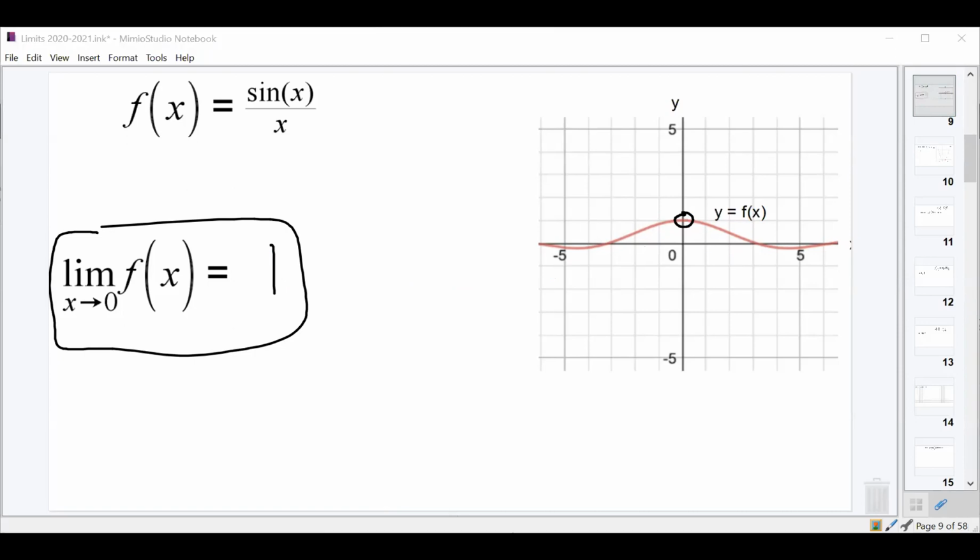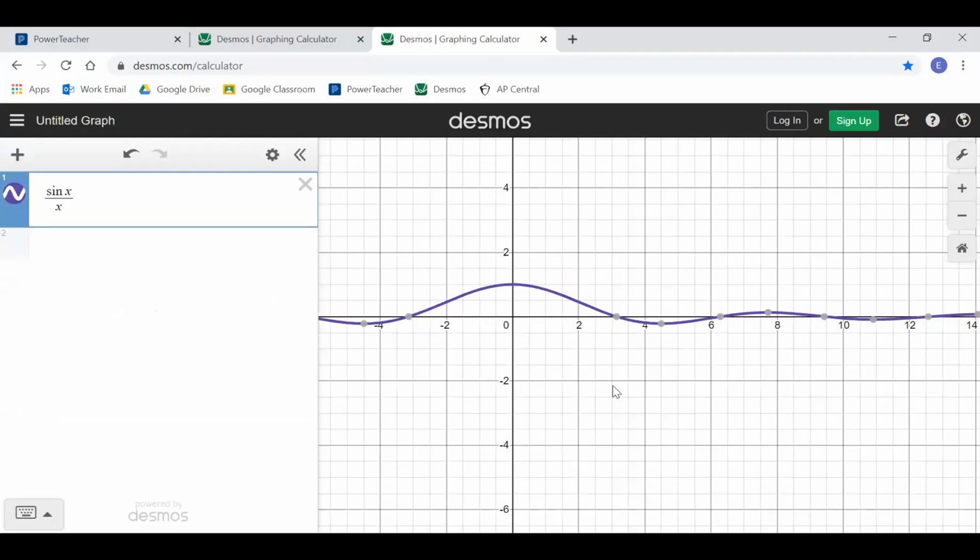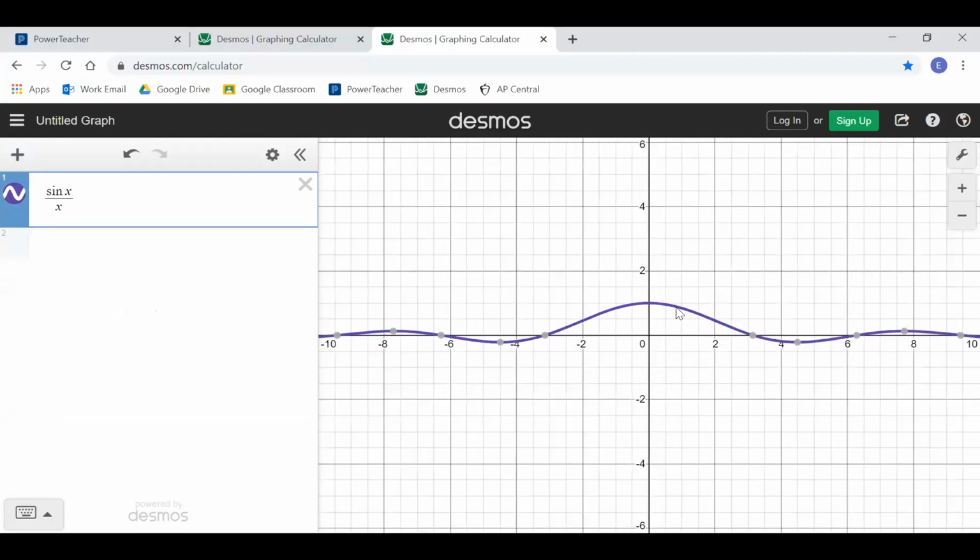Even if we were to look at the graph, and I'm going to pull up the graph of this on Desmos for you to take a look at. All right, here's sine x over x. We know that it's undefined here, even though it doesn't show it, because if I plug in 0 for x, sine of 0 is 0. And if x is 0, we end up with 0 over 0, which is, what is 0 over 0 called? Anybody know?